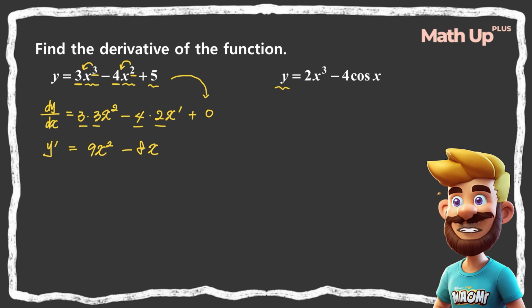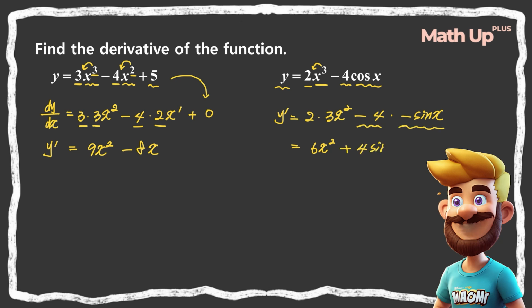So y prime is equal to, if a number is multiplied, leave that number alone, apply the power rule. 3 goes in front of x, subtract 1, 3 minus 1, 2. Minus, leave this number alone, the derivative of cosine is minus sine. So that is equal to 6x squared minus 4 times minus sine x, that's going to be plus 4 sine x, right?